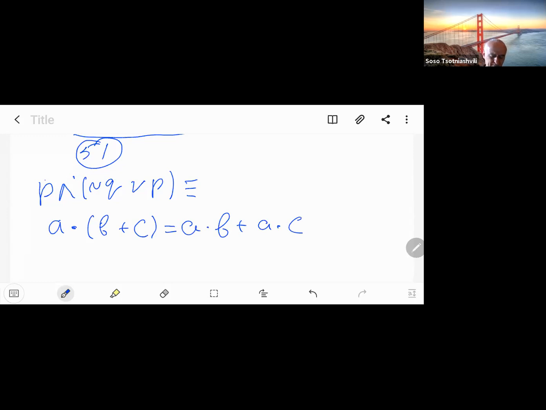So in this case, instead of multiplication, I have conjunction. And instead of plus, I have disjunction. So let's follow this rule, and what we have: P, multiplication here, so I should write disjunction by negation of Q, or P and P.